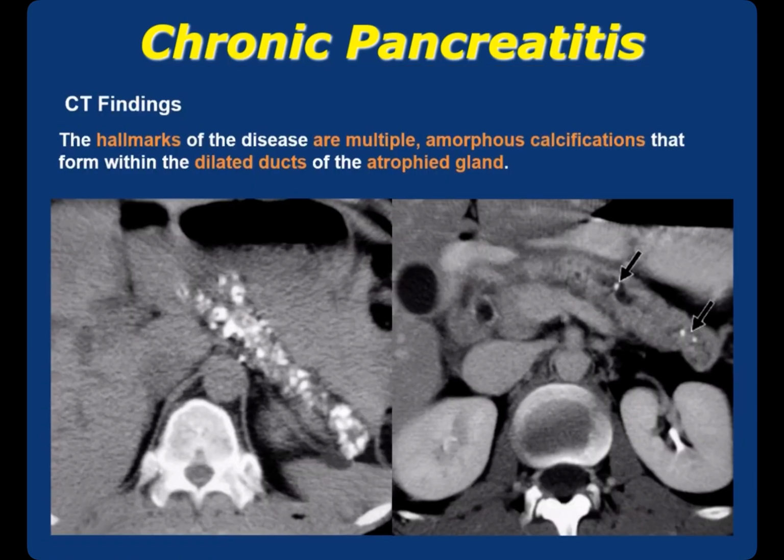The hallmarks of the disease are multiple amorphous calcifications that form within the dilated ducts. Here we can see the dilated ducts of the atrophied gland. We can see the pancreas is atrophied, and also the dilated duct and the calcification inside the dilated duct. These are the hallmarks of chronic pancreatitis.